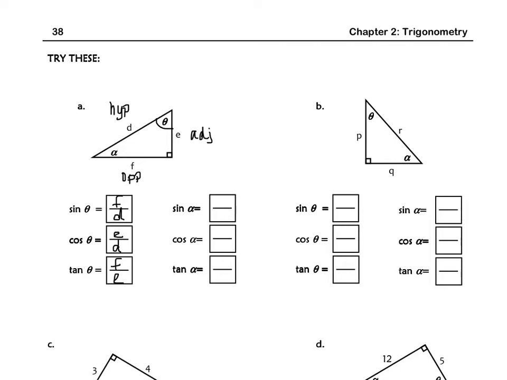Now if we switch to angle alpha, this is no longer the adjacent, and this is no longer the opposite. E is the opposite to angle alpha, and F is the adjacent. So the sine of alpha would be the opposite, which is now E, over the hypotenuse, which is still D. The cosine of alpha would be adjacent, which is F, over hypotenuse, which is still D. And then the tan is opposite of alpha, which is E now, over adjacent, which is F.